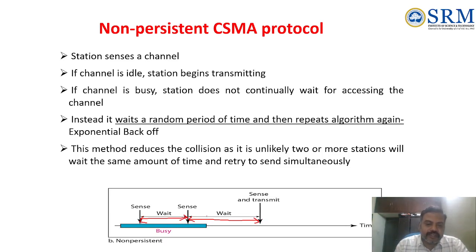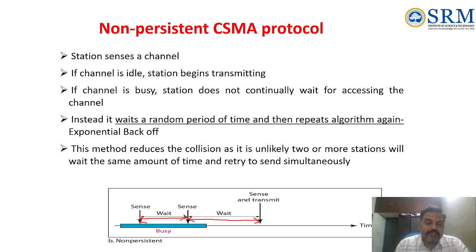So the advantage of this non-persistent method is, when the stations identify a channel to be busy, both stations will have different wait periods, because this is a random number. One will be waiting for 10 milliseconds, another station will be waiting for 20 milliseconds. So again, when they are sensing the channel, the chance of collision will be very less.